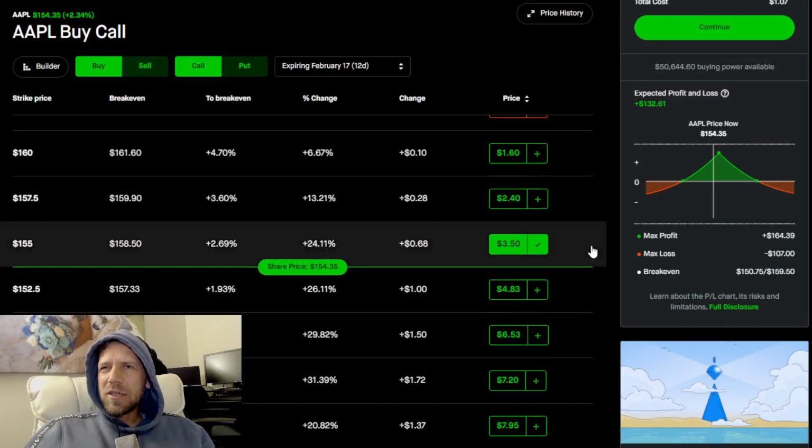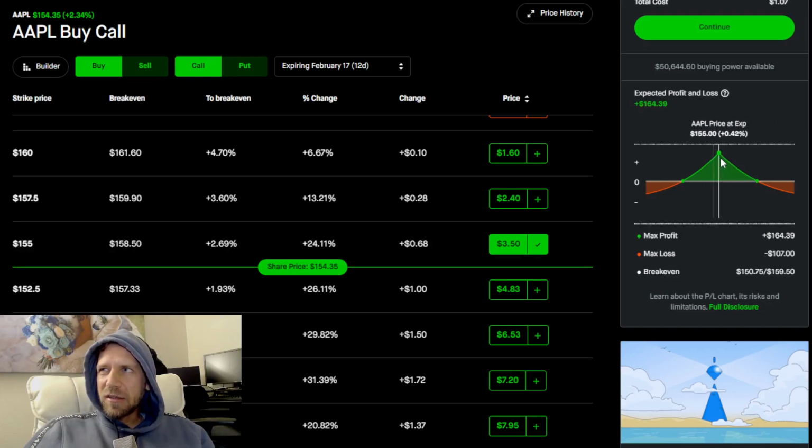Oh, you have a question. What about the put? Why can't I use put? Okay, remember this chart. 155, right? Boom. $107. Maximum profit, 164, etc.